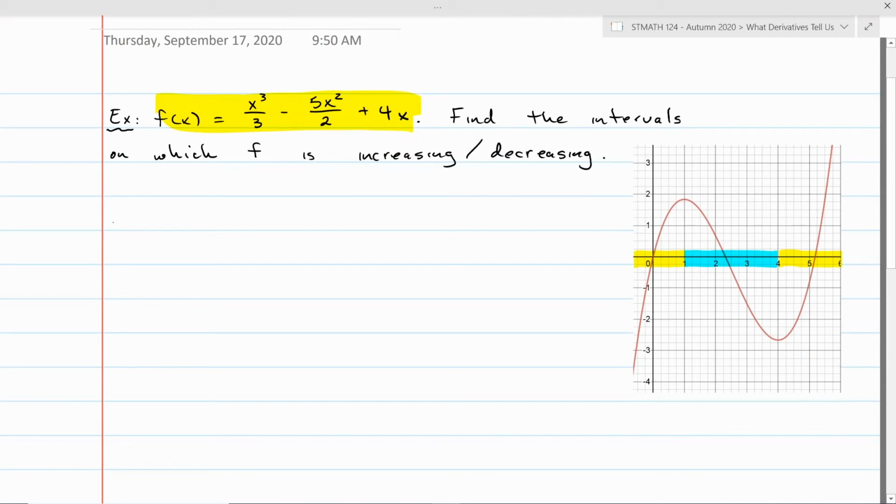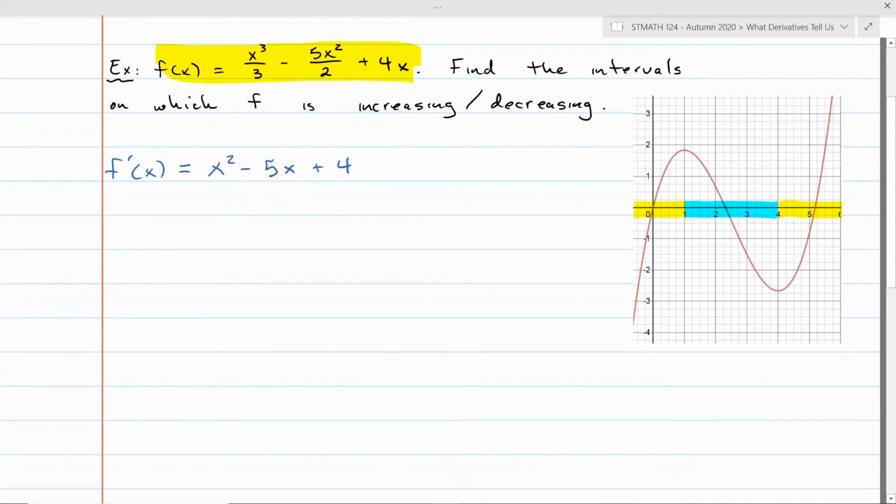Well, the intervals where the function is increasing and decreasing are determined by the sign of the derivative. So I need to calculate the derivative, and I would get x squared minus 5x plus 4. One thing to think about, if I want to figure out where the derivative is positive and negative, it makes sense to figure out first, where is the derivative equal to 0, or possibly undefined, because those will be the places where the sign of the derivative will change. Like if something changes from positive to negative, it has to go through 0 in the middle, right? Or possibly there's some sort of weird asymptote going on, and so there could be a place where the function's not differentiable, and then on either side of that, the sign of the derivative changes.